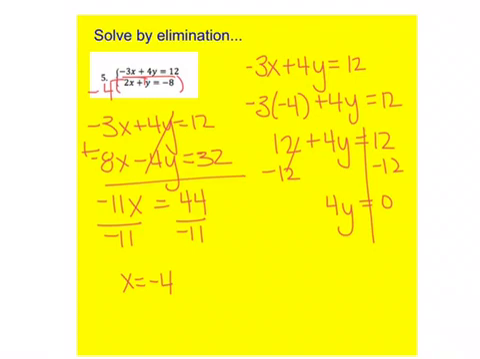Now, we tend to see this and we go, whoa, I can't solve anymore. You can still finish solving this. I can divide by 4 and divide by 4. 0 divided by 4 is still just 0. And 0 is a number, so we like that. So x is going to be -4, y is going to be 0.